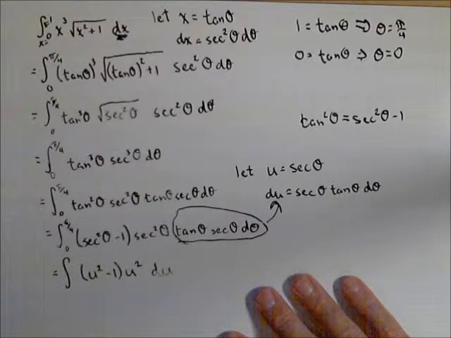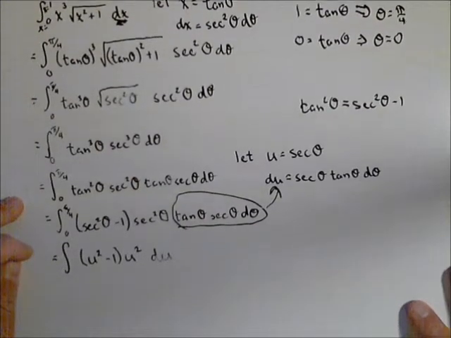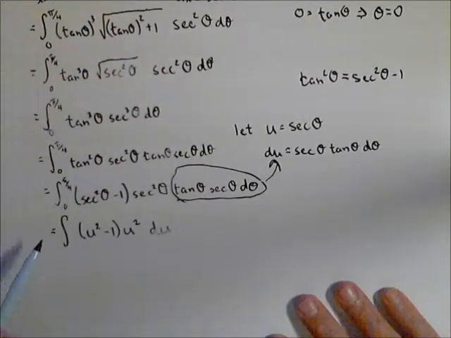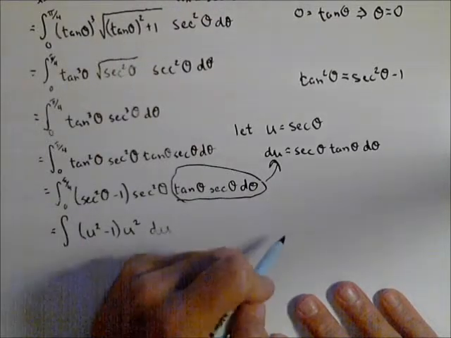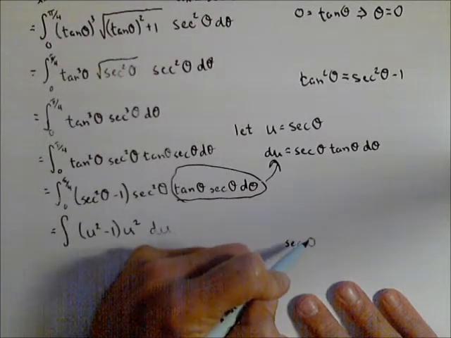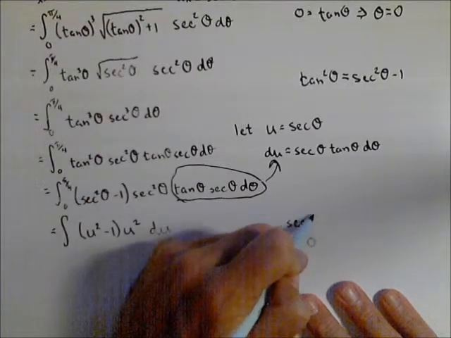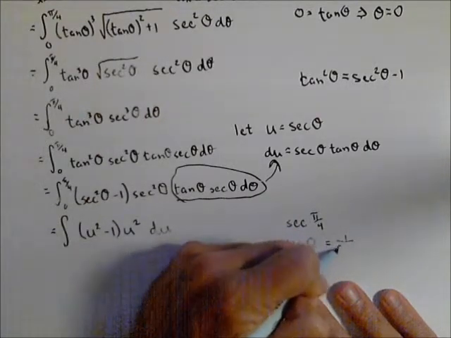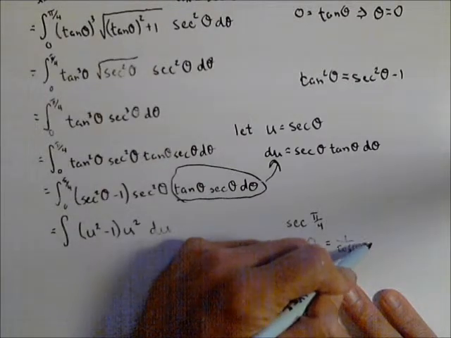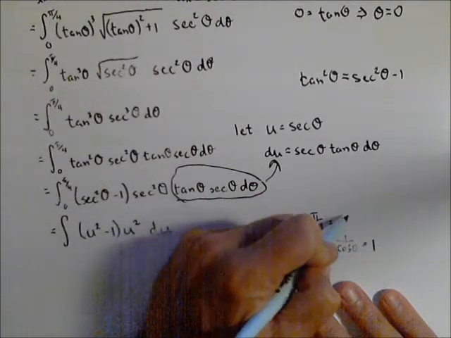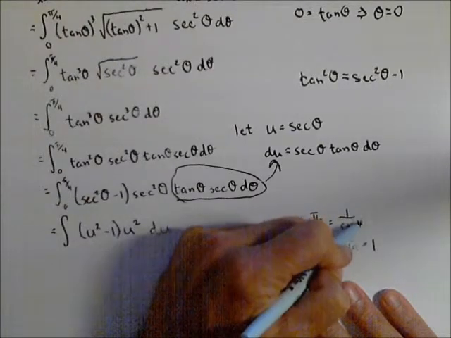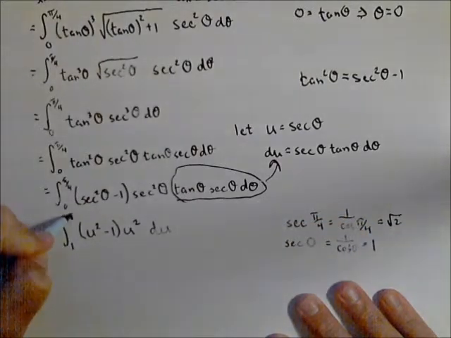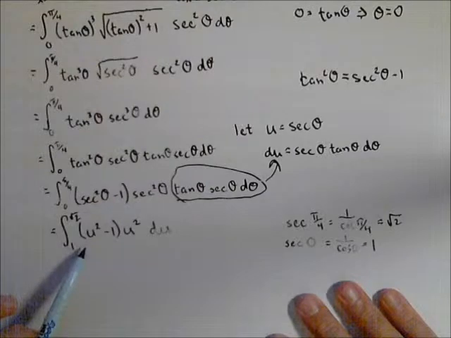Now, the other thing we're going to do, remember that I changed the limits to be in terms of theta when I substituted in theta. Now that I'm putting in u, I'm going to have the limits be in terms of u. So that means my lower limit is the secant of 0, and my upper limit is secant of pi over 4. Secant of 0, that's 1 over cosine of 0, which equals 1. Secant of pi over 4, that's 1 over cos of pi over 4, which is rad 2. The nice thing about that, this is now my definite integral.